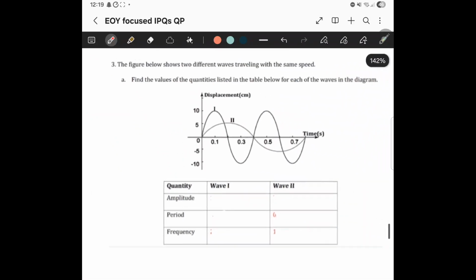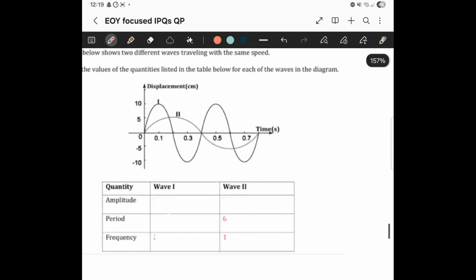Alright. Find the values of the quantities listed in the tables below for each. So let's find these values. And what are we looking for? Amplitude of wave 1, that's the height of wave 1. We know that is simply 10 centimeters. Wave 2, the height of the wave, is only this high. That's 5 centimeters. The period of wave 1, so this is a time graph, so that's fine. One full wavelength, period for this one is 0.4. The next one goes all the way and ends here. Yes it does. That's 0.8, I will say.